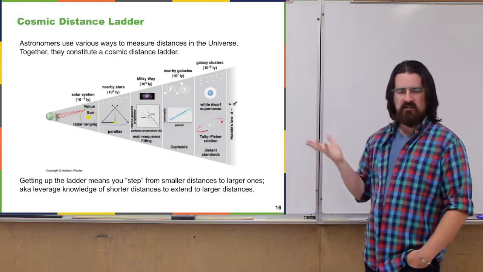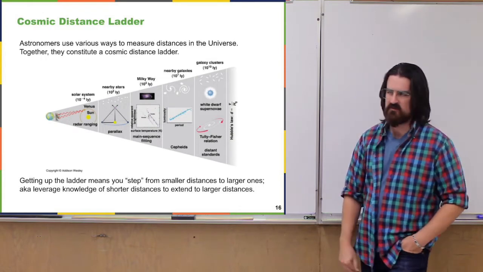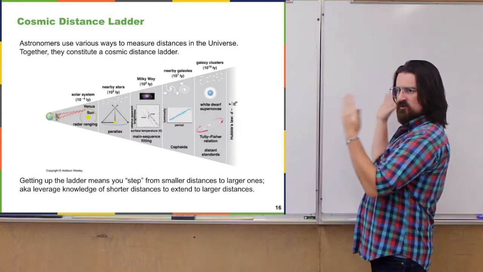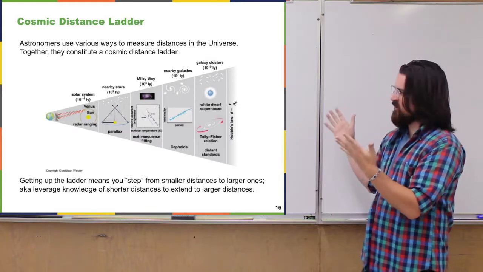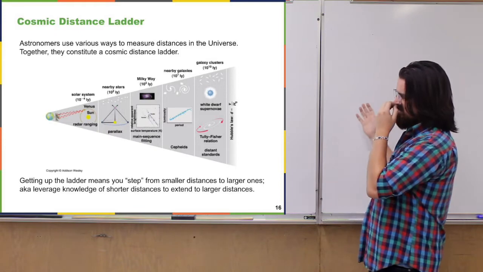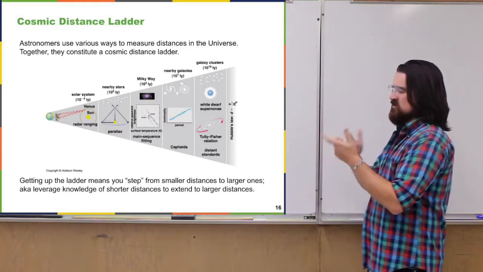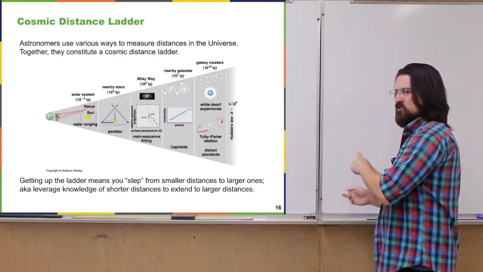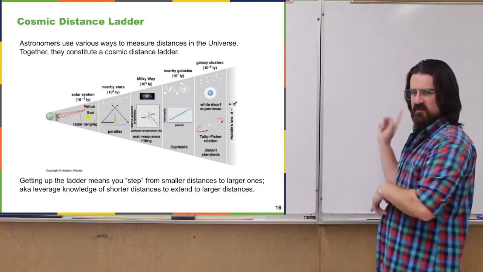And just like a regular ladder, you use one step to boost you up to the next one. So these techniques are not split into very particular distance scales. You leverage our knowledge from radar ranging to better understand the distances we're measuring with parallax. And we also utilize our parallax measurements, distances to nearby stars, to give us more information that we can then leverage to look at further stars. So each rung on this ladder is helping us get to the next.